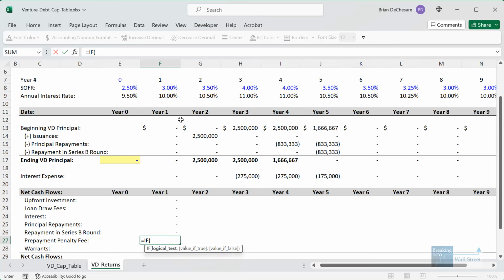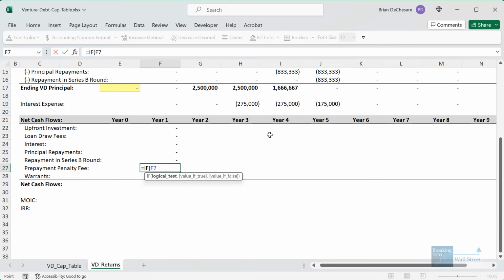So here we have to look at the year number, and if this is less than the maturity date of the venture debt, then we will link to the prepayment fee and multiply by the repayment in this round. And I'll put a negative sign in front because we want to turn this into a positive. If we are after the maturity date, if we're on or after the maturity date really, then we'll just say 0.